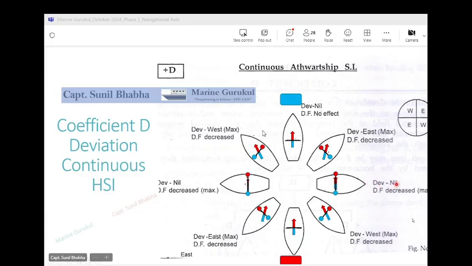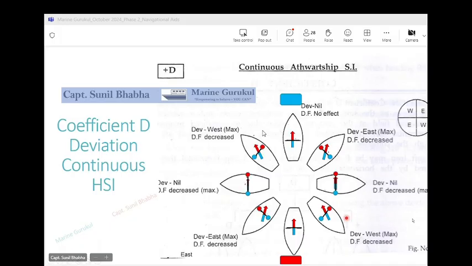So two things which we realize here. One, the deviation is proportional to sine of twice the compass course. Second, the deviation is quadrantal. You see, over one quadrant, it was 0 on the northerly heading, became maximum easterly on the northeast heading, and became 0 again on the easterly heading.